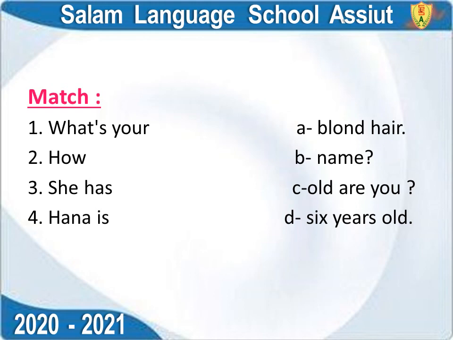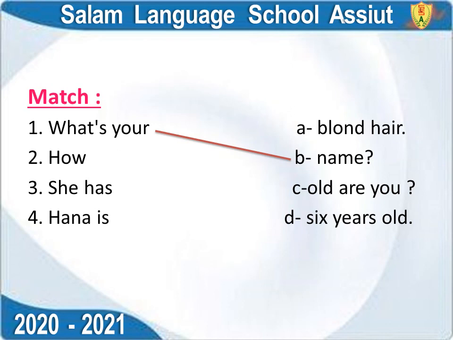Match. Number one, what's your? Number two, how? Number three, she has? Number four, Hannah is? Letter A, blonde hair. Letter B, name. Letter C, old are you? Letter D, 6 years old. Number one, هنوصلها بلتر A. Letter B, excellent. What's your name? Number one, وصلها بلتر B.